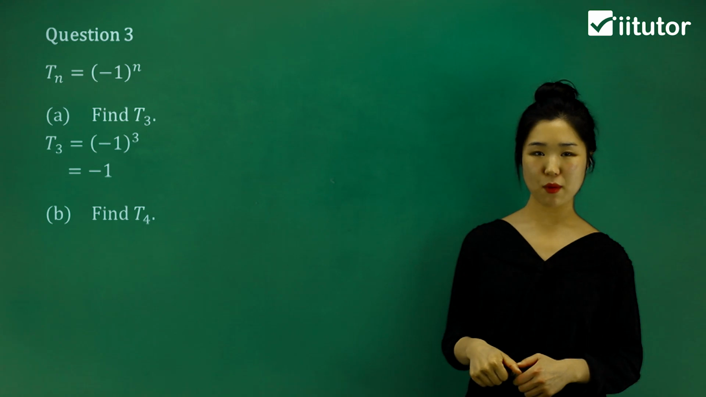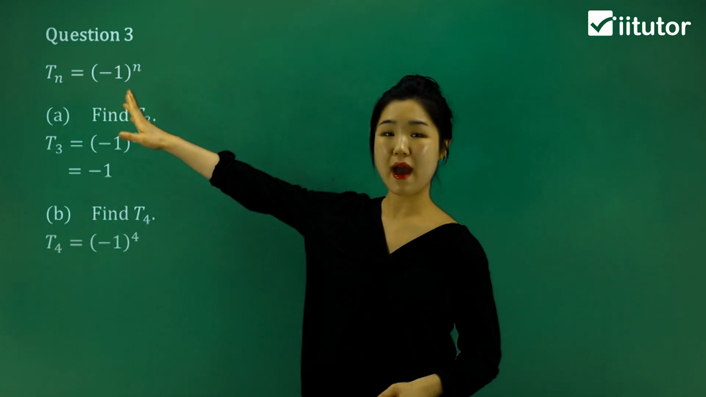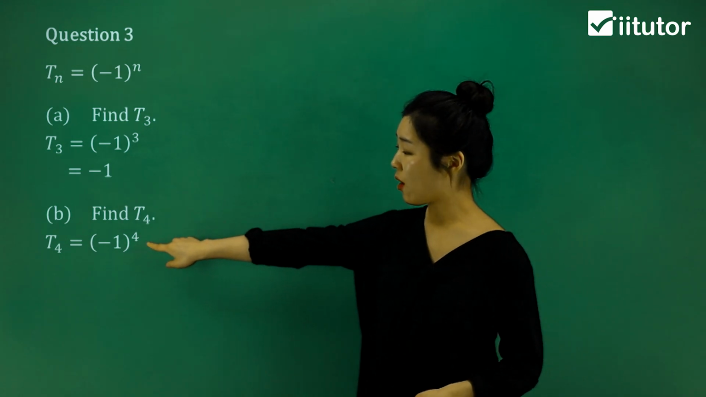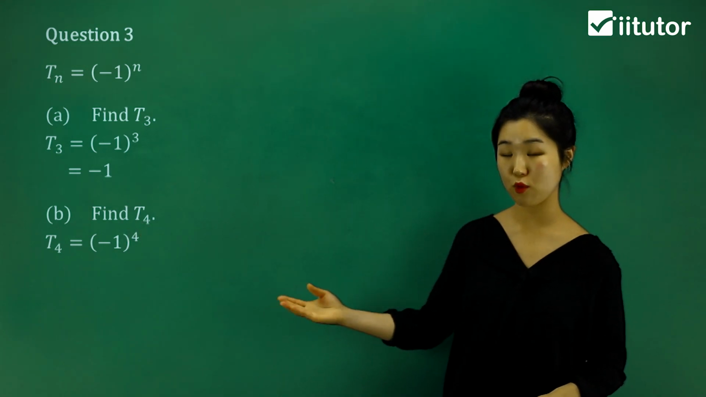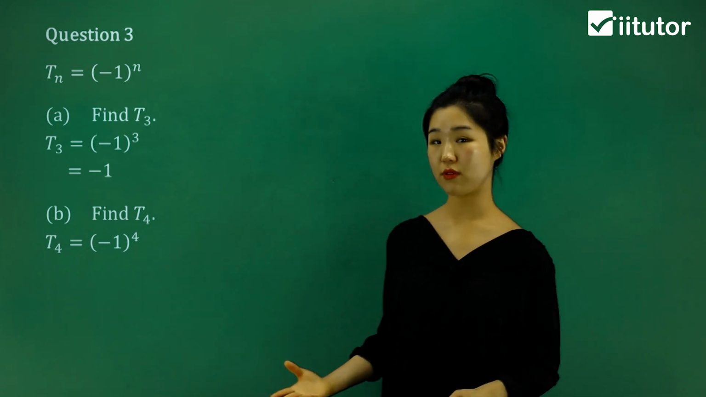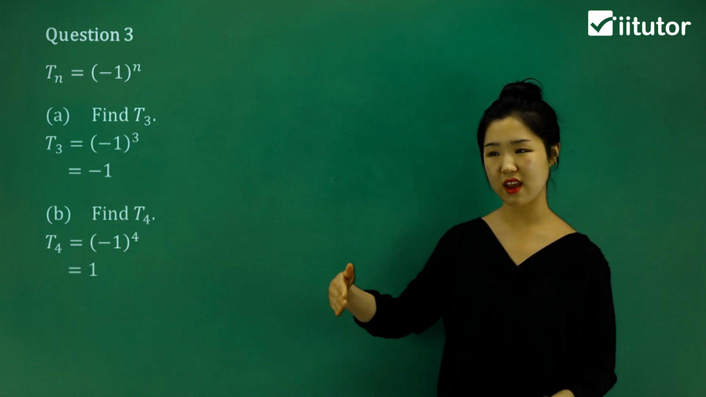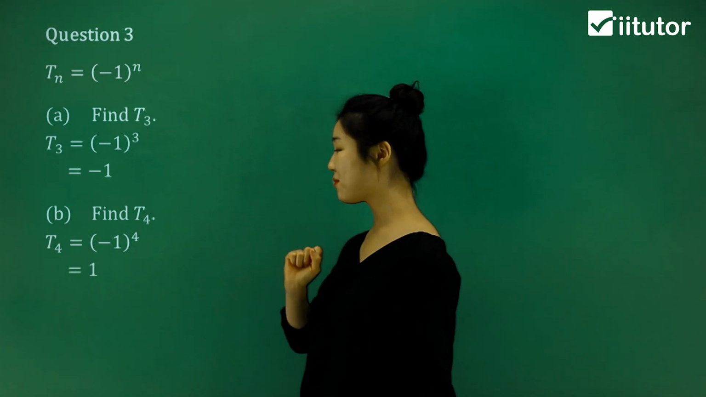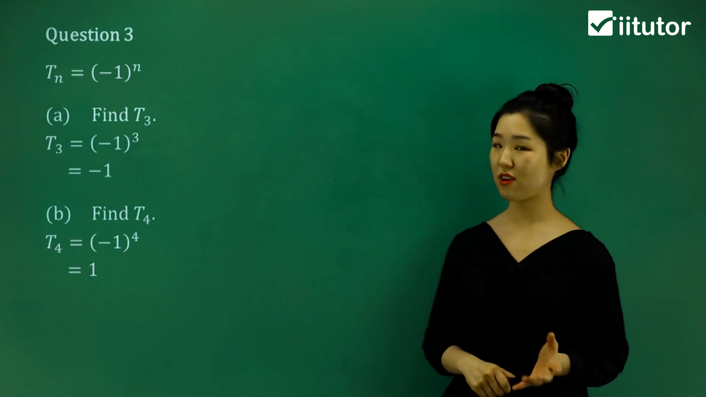So then in part B, when they ask you to find T4, it will be negative 1 to the power of 4. Now, when the power is even, guys, the outcome will be positive. An even power makes the outcome positive. So negative 1 to the power of 4 is positive 1. It's negative 1 times negative 1 times negative 1 times negative 1, which you know that it's going to be positive 1. So that is what the general term gives us.